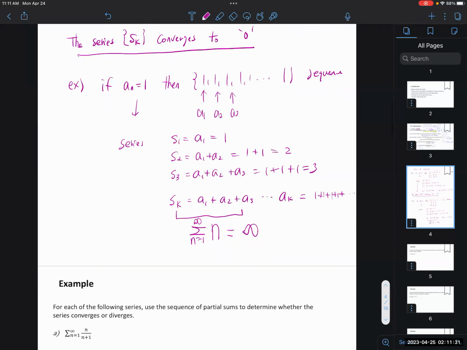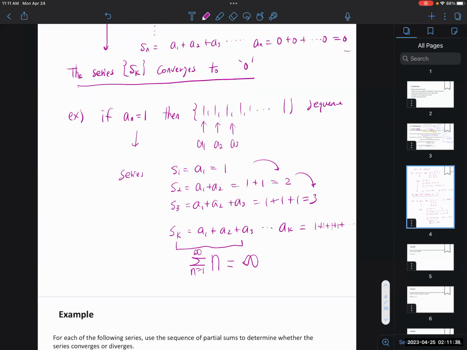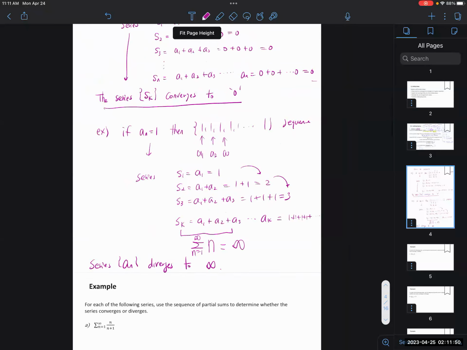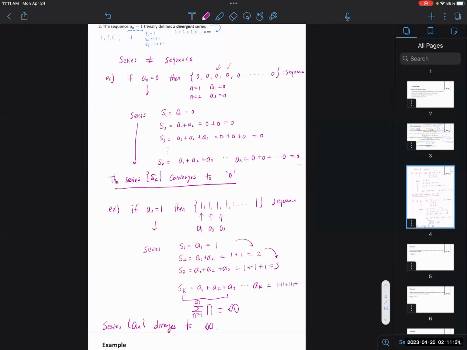So in this case, because the summation is getting larger, larger, larger, it's not fixed to 0, which is different from the first example. Therefore, the series in this case, an, diverges to positive infinity. So I think this is a great example to see the concept between series and sequence, and you can definitely define convergent series and divergent series. We're going to keep practicing based on this concept.